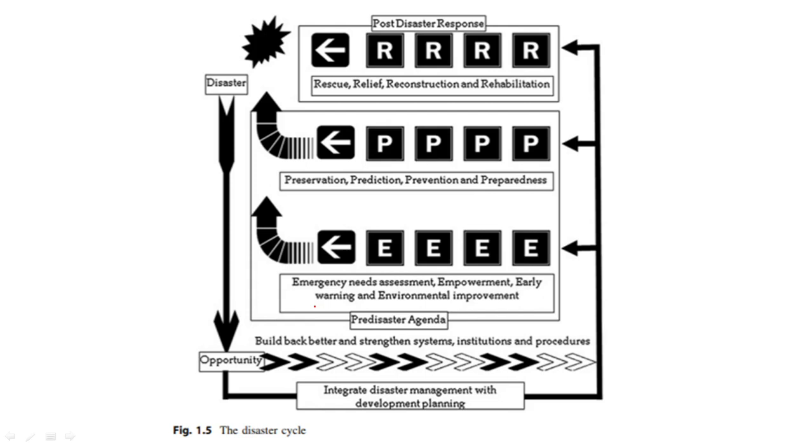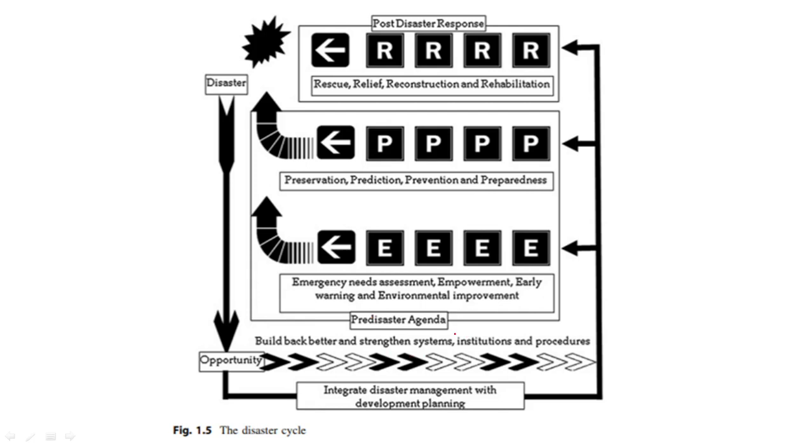And there is another agenda which occurs after the disaster has occurred, which is known as post-disaster response. So there are two types of responses. One is the pre-disaster response and the other is the post-disaster response. Post-disaster response occurs after the occurrence of the disaster, and pre-disaster agenda occurs before the occurrence of the disaster. Now, in the pre-disaster agenda, what are the different aspects which we study?